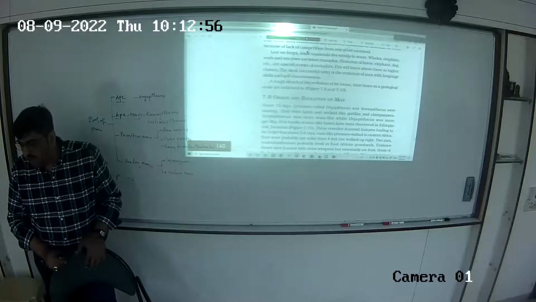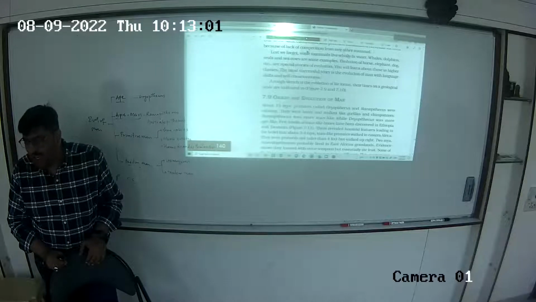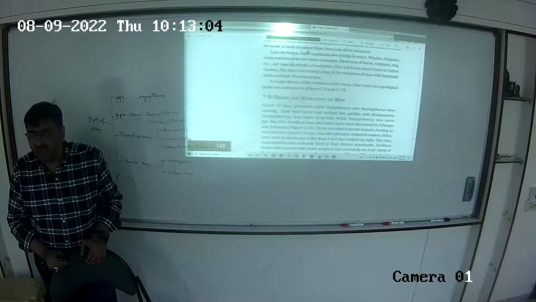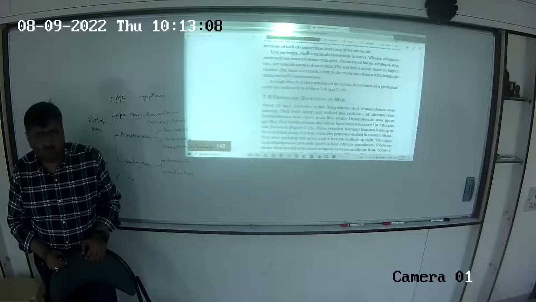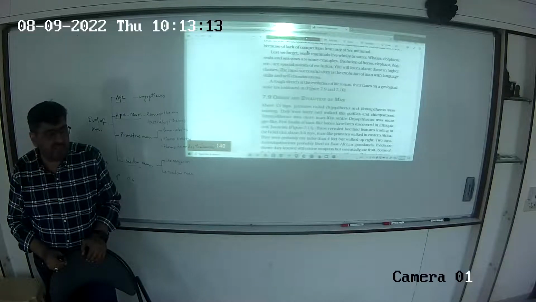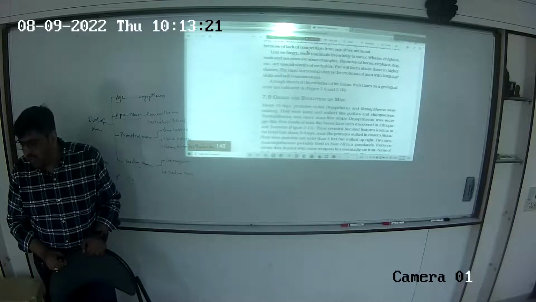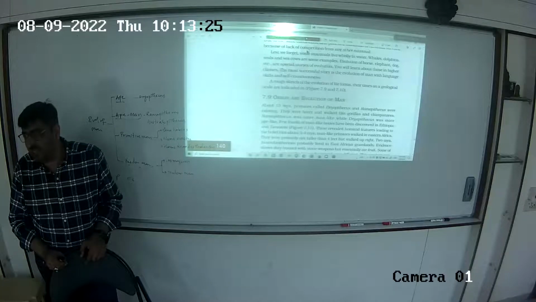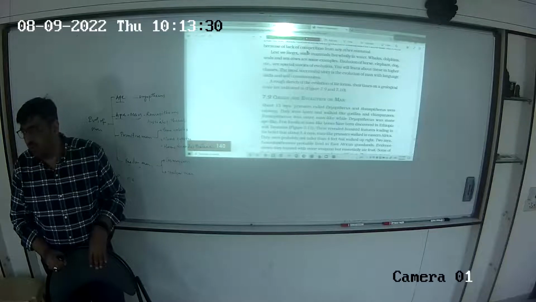The most successful story, however, is the evolution of man with language skills and self-consciousness. Obviously, language skills help in communication and development of society, and self-consciousness is awareness of self and awareness of environment. A rough sketch of the evolution of life forms, their times on geological scale are indicated in figures 7.9 and 7.10. So now the next topic is learning the geological time scale, right?